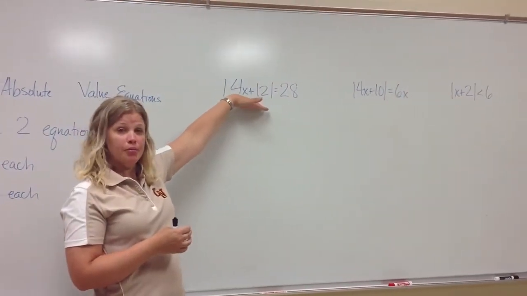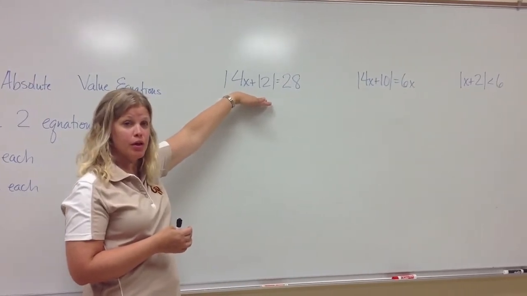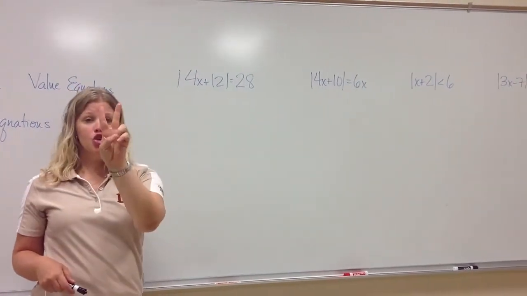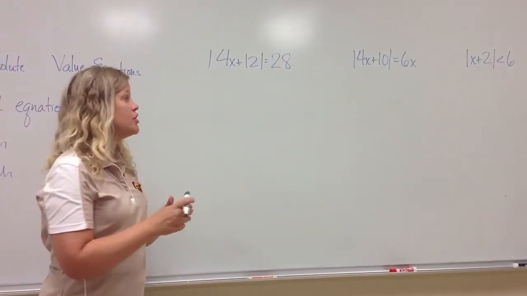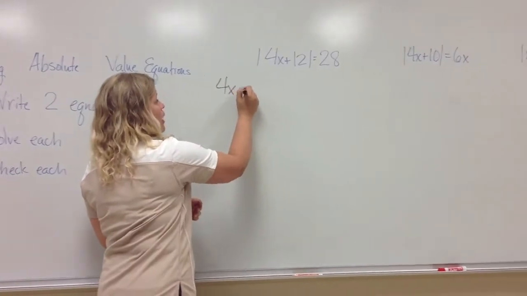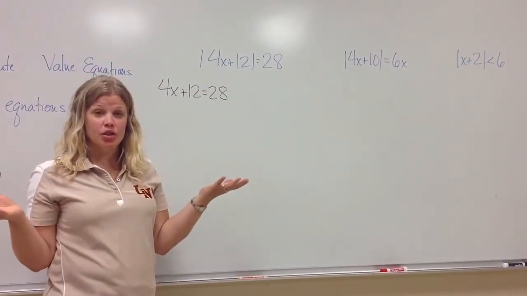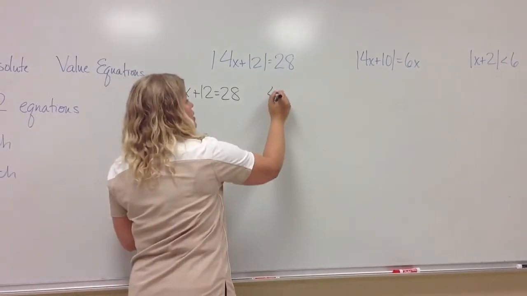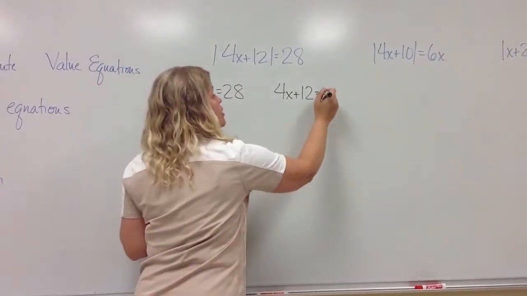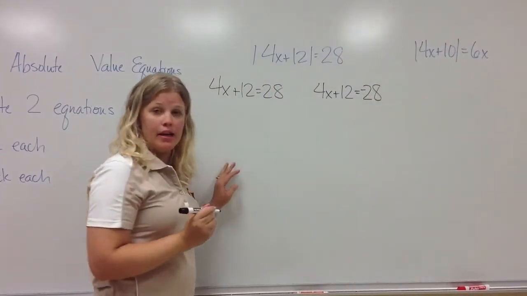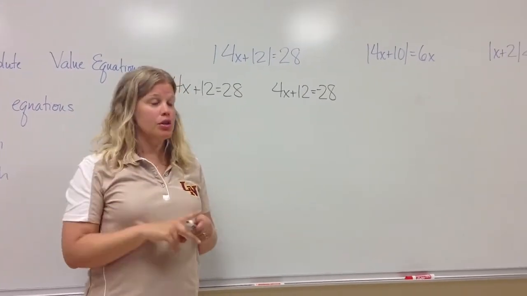Our first example, pretty straightforward. Absolute value of 4x plus 12 equals 28. Remember, 2. That's our big number today. You want to write 2 equations. One is 4x plus 12 equals 28. That's not hard to come up with. I gave it to you. The other one, you just have to remember, take the opposite of 28, which is -28. Okay, so we've done step 1. We wrote our 2 equations.